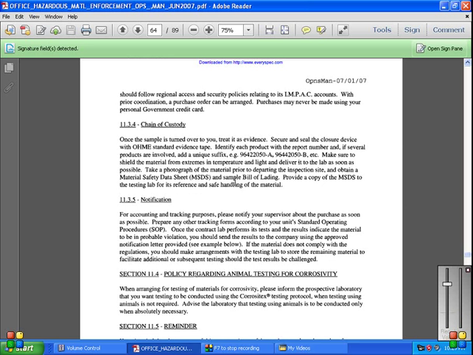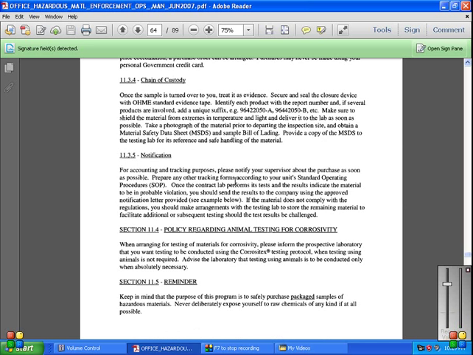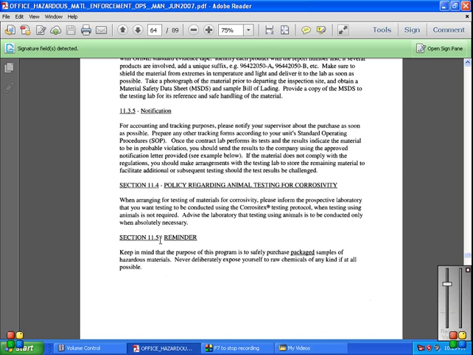11.4 Policy regarding animal testing for corrosivity. When arranging the testing of material for corrosivity, please inform the prospective laboratory that you want testing conducted using a corrosivity testing protocol. Testing using animals is not required. Advise the laboratory that testing using animals should be conducted only when absolutely necessary. 11.5 Minor. Keep in mind the purpose of the program is to safely purchase packaged samples of hazardous materials, and never deliberately expose yourself to raw chemicals of any kind, if at all possible.